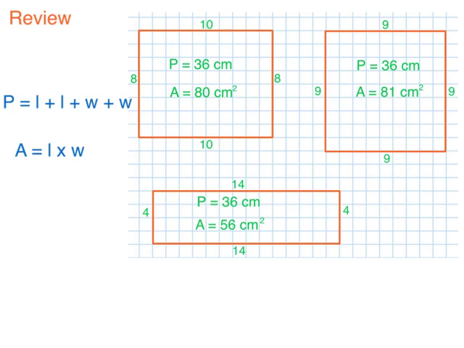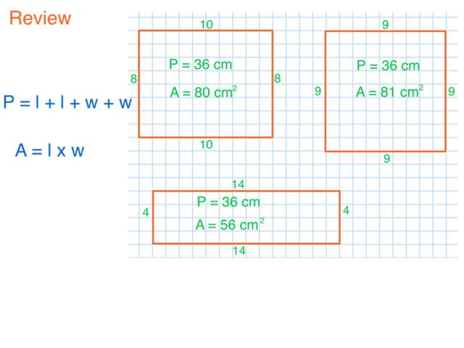We notice that we can make a number of different rectangles. And these are not the only three rectangles we can make with a perimeter of 36, but we can make a few more as well. So we can make different rectangles that have the same perimeter, but we notice that they all have a different area.